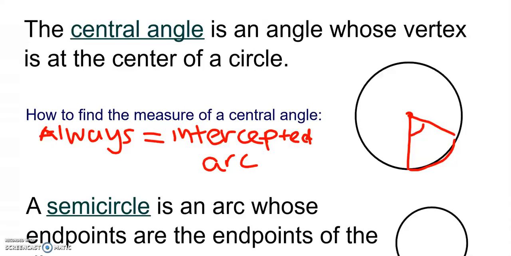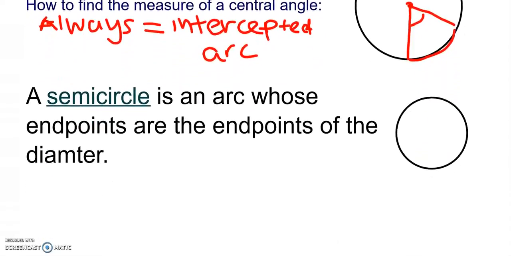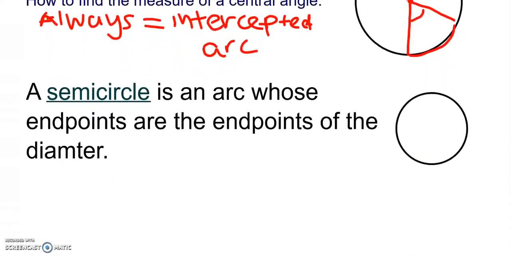Okay, and then moving on, we have a semicircle. So we're pretty familiar with this. This is just an arc whose endpoints are the endpoints of the diameter. So if this is the center of our circle, and our diameter goes through the center, then this arc would be right here. Okay, and we know that a semicircle always equals 180 degrees.